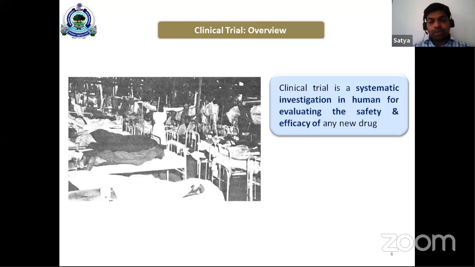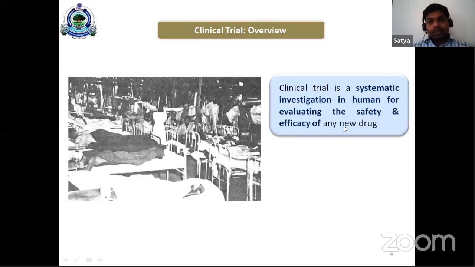So in general, clinical trials are a systematic investigation in humans for evaluating the safety and efficacy of any new drug. Any trial conducted on human beings is called a clinical trial. If you test any drug on animals, it is considered a preclinical trial.